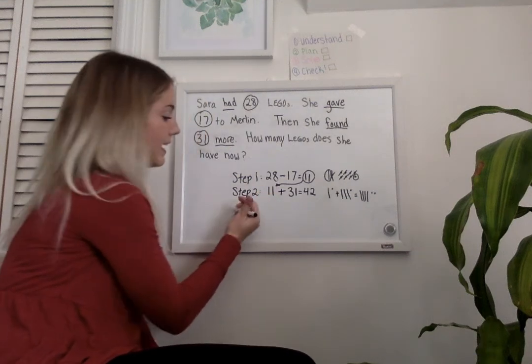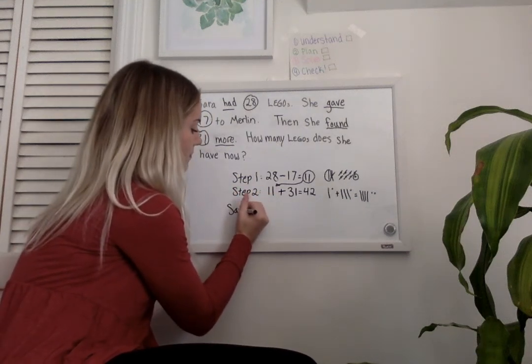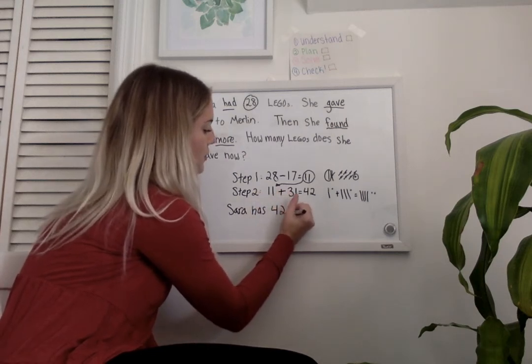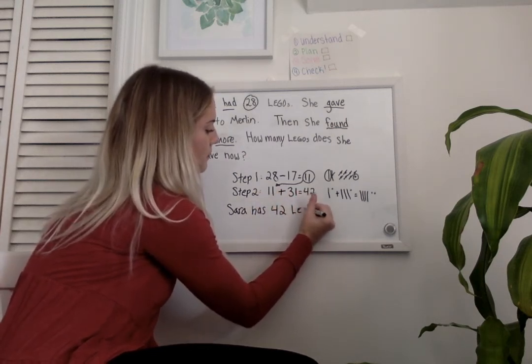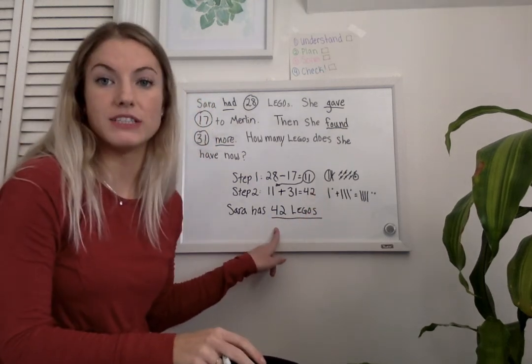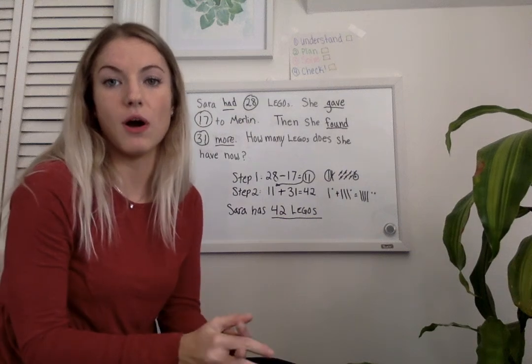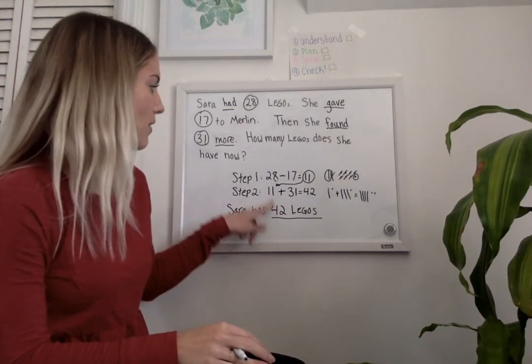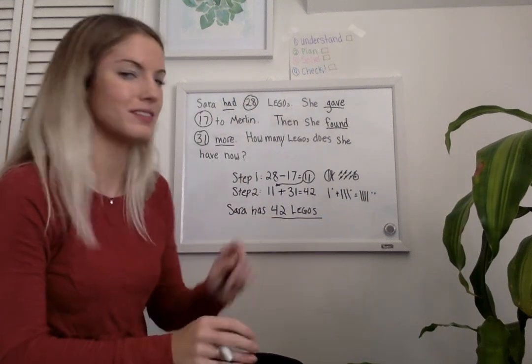So then at the end, I need to write Sarah has 42 Legos. Don't forget, we need to write our unit always. So we always need to write our unit at the end of our answer. Just like I wrote 42 Legos.